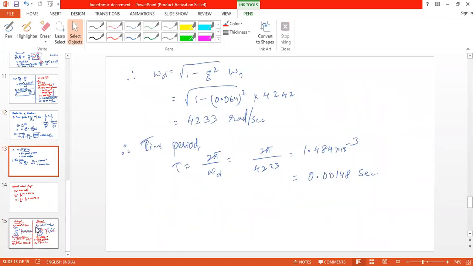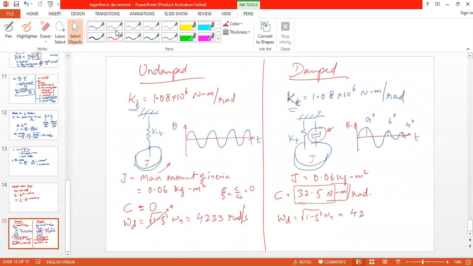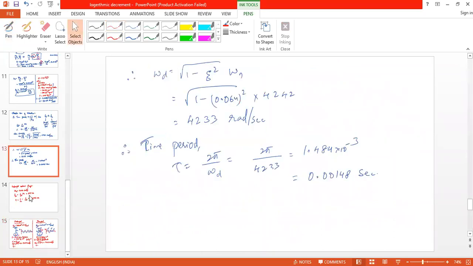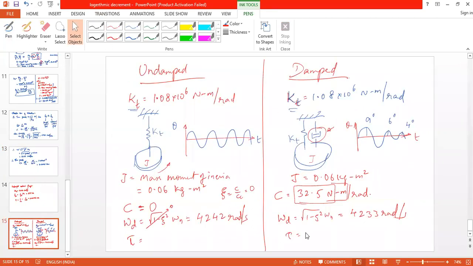Omega d is 4233. This is 4233 radians per second, and this is 4242 radians per second. And what is the time period tau? Time period tau for damped case is 0.00148.